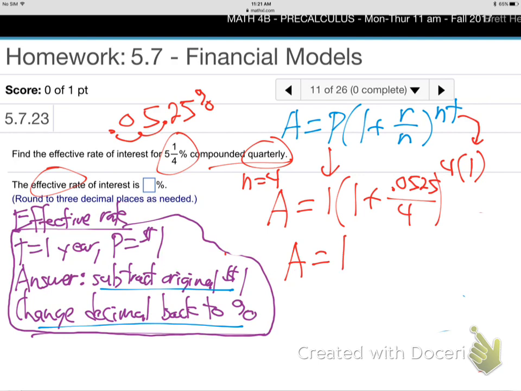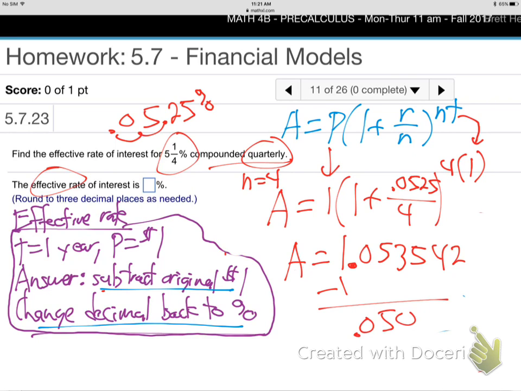And I get 1.053542, blah, blah, blah. Anyway, so what are we supposed to do with that answer now? And this one. Because that's what happened to the $1 we put in, right? The $1 became $1.05 in this. So we're looking for the growth. What did it grow by? Well, subtract out your original dollar.